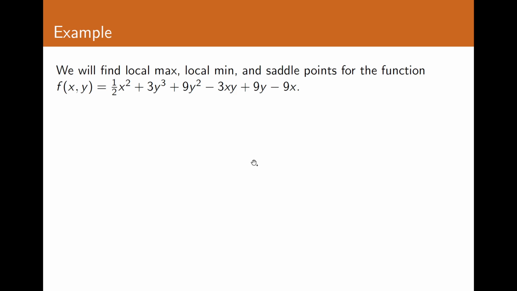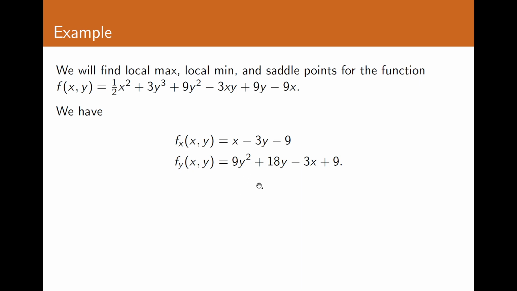So let's work through an example here where we're going to find the local maximum, the local minimum, and the saddle points for this function. So our first step is to find the partial derivatives. So those are straightforward to find. We find f sub x is x minus 3y minus 9, and f sub y is 9y squared plus 18y minus 3x plus 9. Now the difference from what we've seen in the previous examples here is this isn't easy to see just for what values of x and y these are both 0, because they're both functions of two variables. So what we're going to do is we're going to set each of them equal to 0 and do some substitutions.